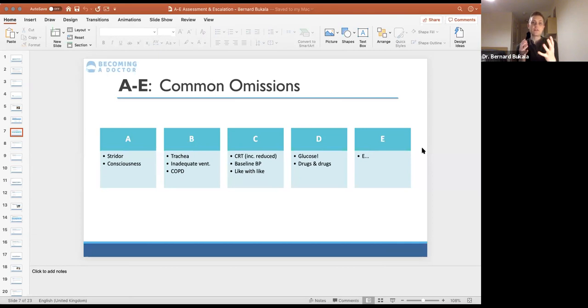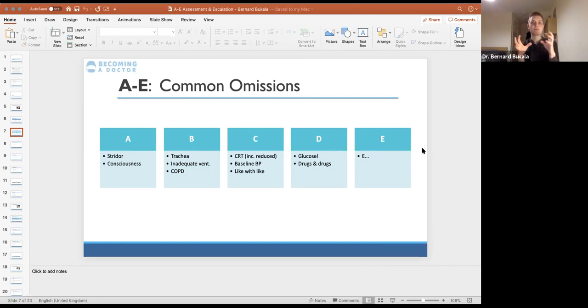B, so breathing, what people forget is to palpate for the trachea, and that's really important because it gives you a very important clue if it's deviated. Now, another thing that people forget is inadequate ventilation. Just because somebody is breathing, it doesn't mean that they're breathing effectively. If somebody has very, very rapid, very shallow breaths, they'll very likely not be moving very much air. Their volumes will be very low and their sats will be low as well. So keep that in mind.